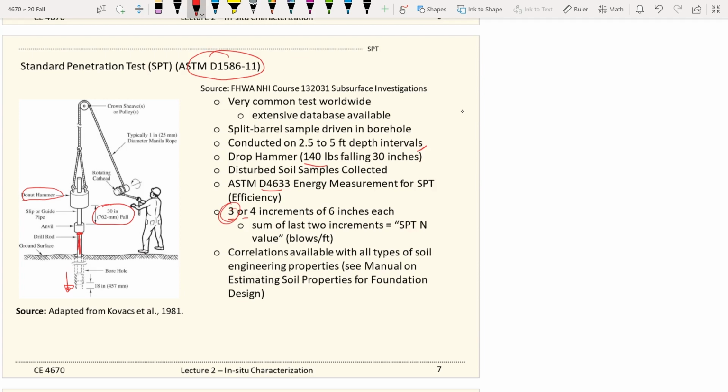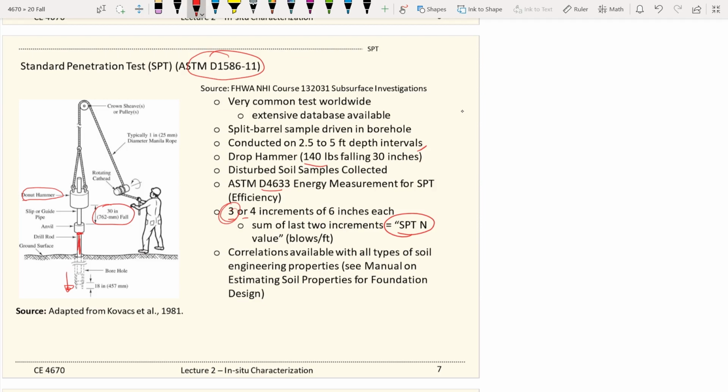And after we make the three 6-inch intervals, the last two increments of those 18 inches, which means 6, 6, and 6. So the 6 inches up to 12 inches, that is your SPT-N values. We will come back to this to talk. We have another graph to illustrate better on this SPT-N concept, which is quite important for this method.